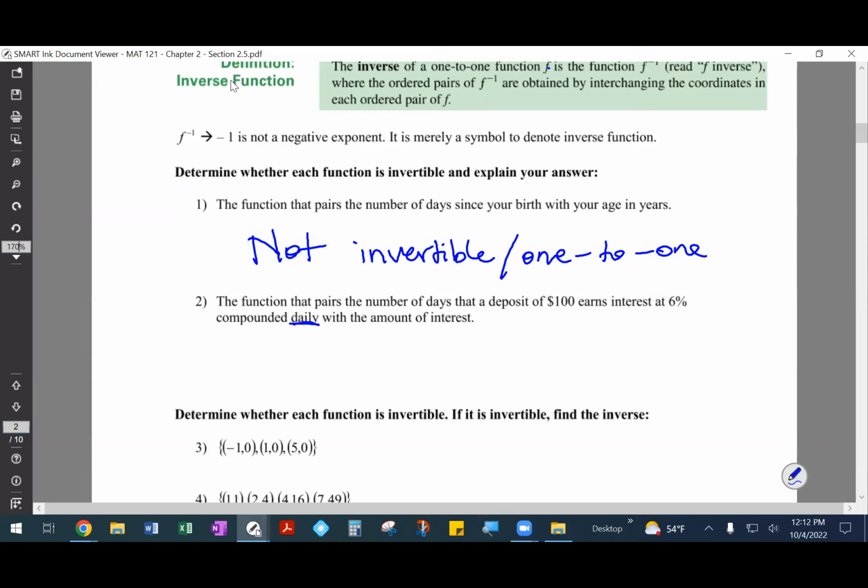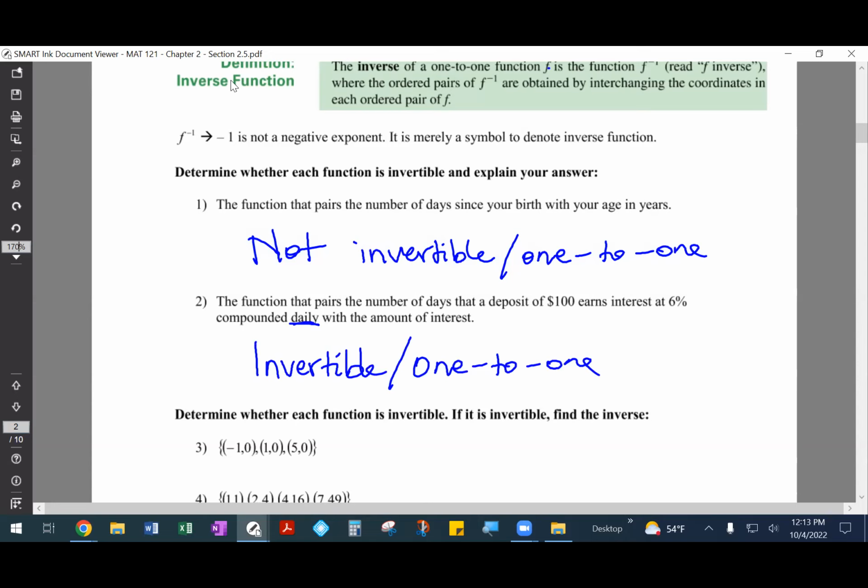So based on the number of days is what your interest will be calculated in. So yeah, if you knew the number of days, you could find out what interest you have earned. If you knew the amount of interest, because we know interest is calculated on a daily basis, we would be able to find the number of days. So this one actually is one-to-one. So this one is invertible, which means we can find its inverse function. Whereas with the one above that, we could not.